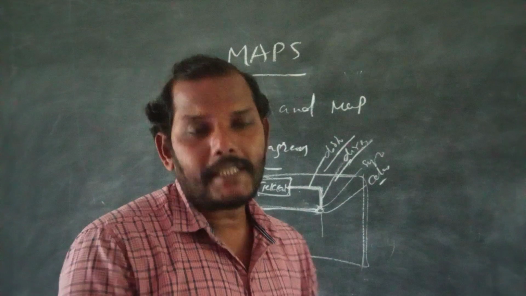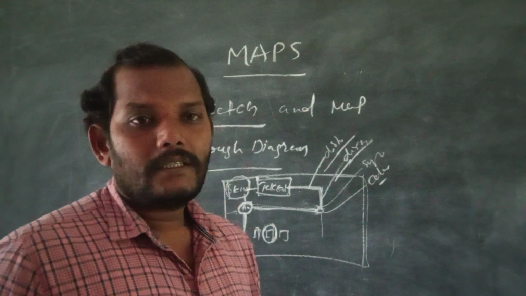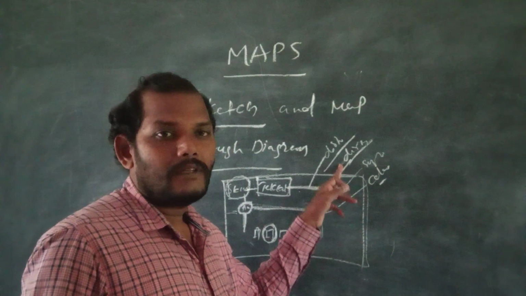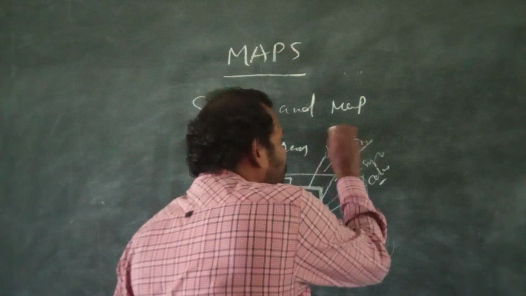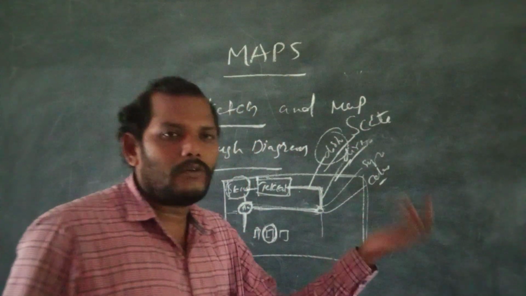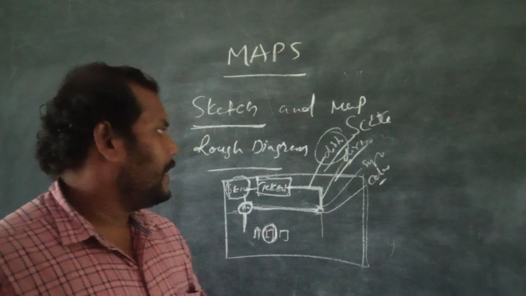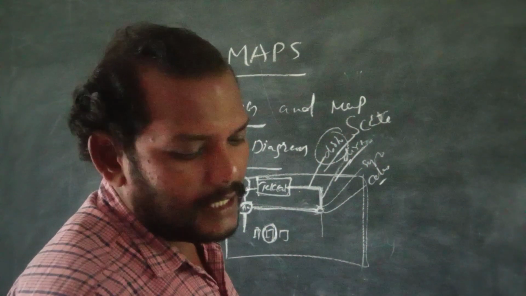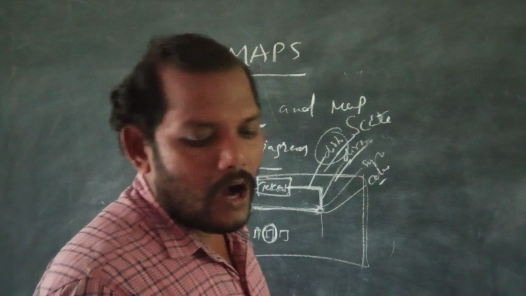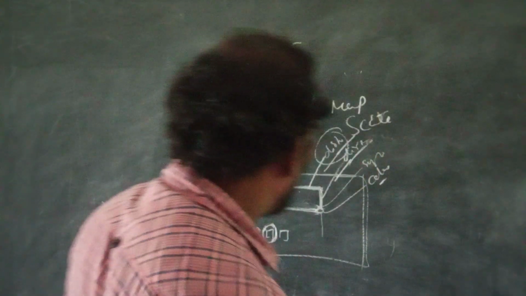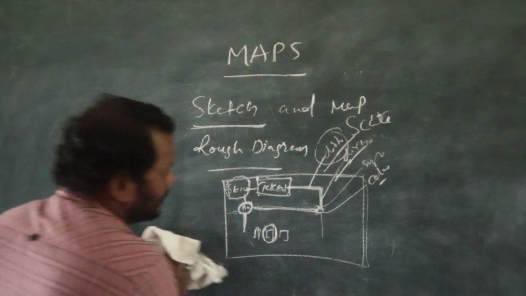What are the components of the map? Directions, distance, which is called scale, we will discuss later. Scale and symbols and colors. These are the components of the map. Then we go on to discuss them.